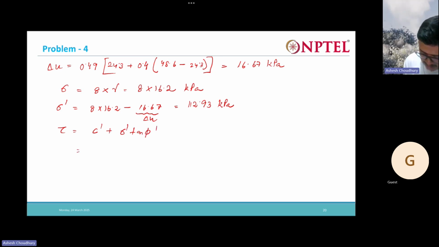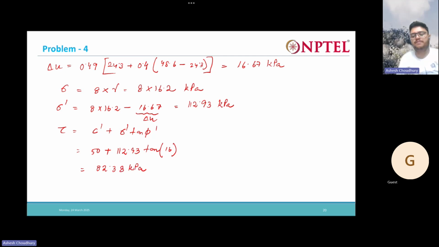It is my C prime, which is given as 50, plus the effective normal stress times tan phi prime, where phi prime is given. Calculating this, it comes out as 82.38 kPa. All right.